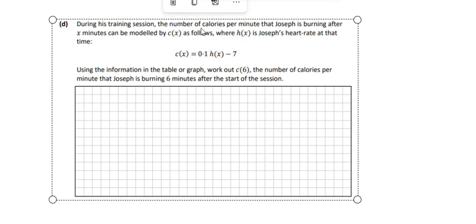So during his training session, the number of calories per minute that Joseph is burning after X minutes can be modeled by C of X, where H of X is his heart rate at that time. Use the information in the table or graph to work out C6, the number of calories per minute that Joseph is burning 6 minutes after the start of the session.